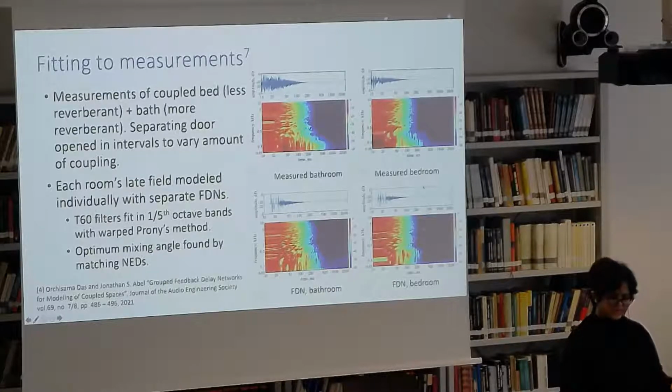The bedroom doesn't sound exactly alike, but again, this is quite a difficult optimization problem. So I figured that it worked perceptually, so it was good enough for me.